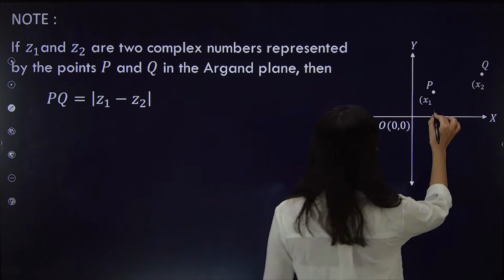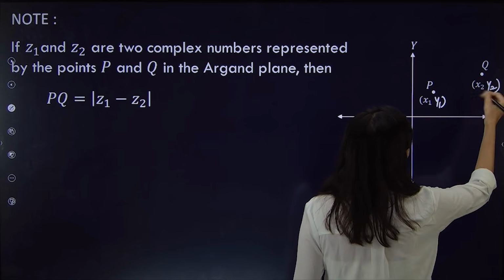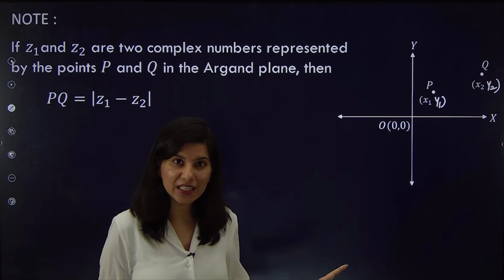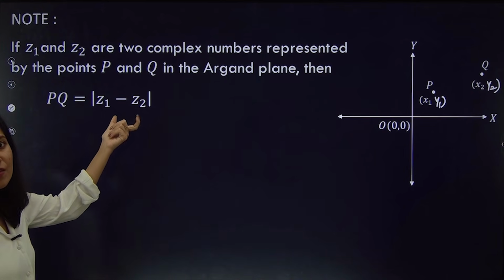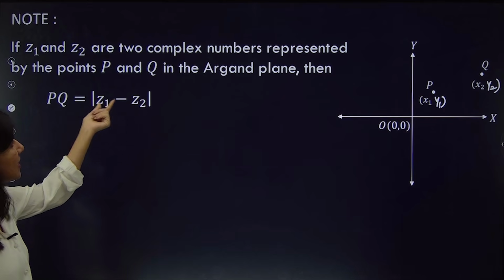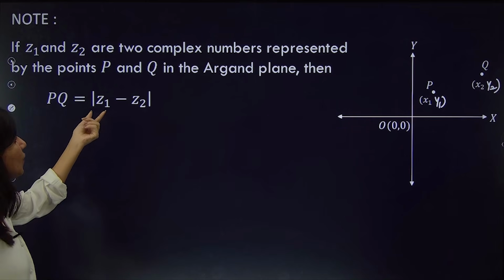This is x1 comma y1, that is x1 plus iota y1, x2 plus iota y2. Now if you're looking for the distance between PQ, what will you say? PQ is mod z1 minus z2. So mod z1 minus z2 represents what? The distance of z1 from z2, or you can say the distance of z2 from z1.